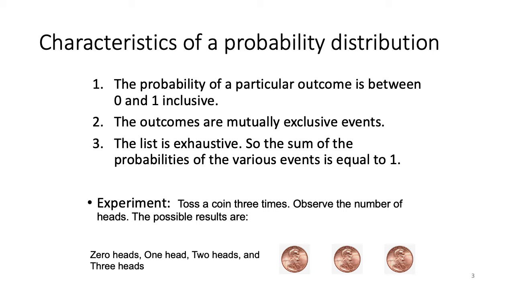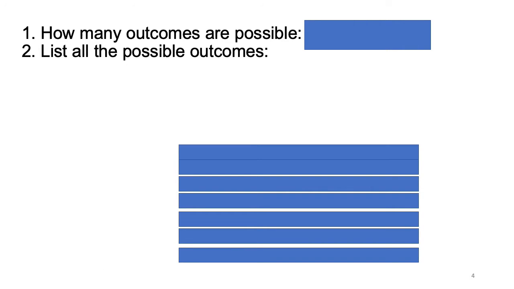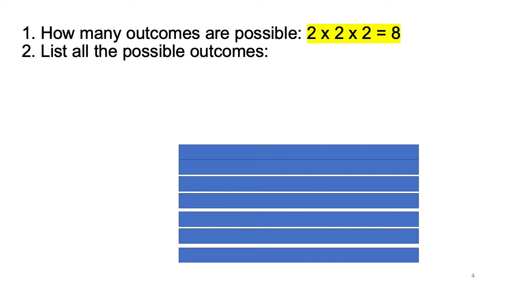But before we go into the details of that, let's start by listing all of the possible outcomes. So the first question is how many outcomes are actually possible? Recall from our previous lecture on counting, every time the coin is tossed, there are 2 possible outcomes, heads or tails. If we toss the coin 3 times, we have 2 times 2 times 2, which says that we have 8 possible outcomes.